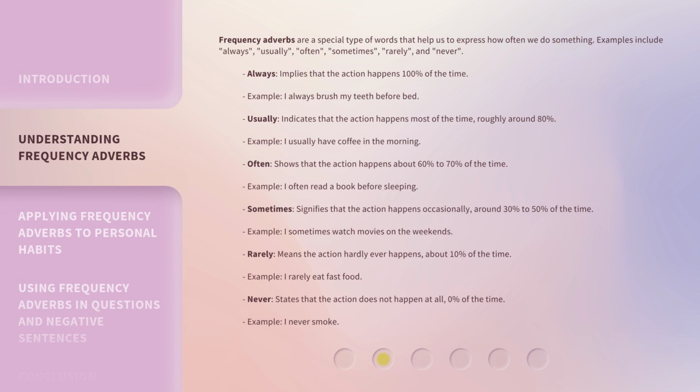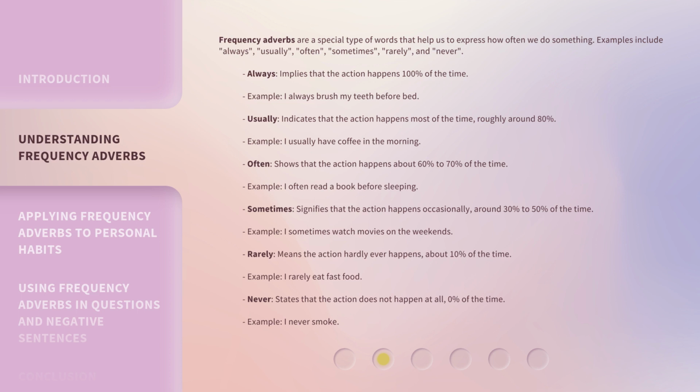Frequency adverbs are a special type of words that help us to express how often we do something. Examples include always, usually, often, sometimes, rarely, and never. Always implies that the action happens 100% of the time. Example: I always brush my teeth before bed.